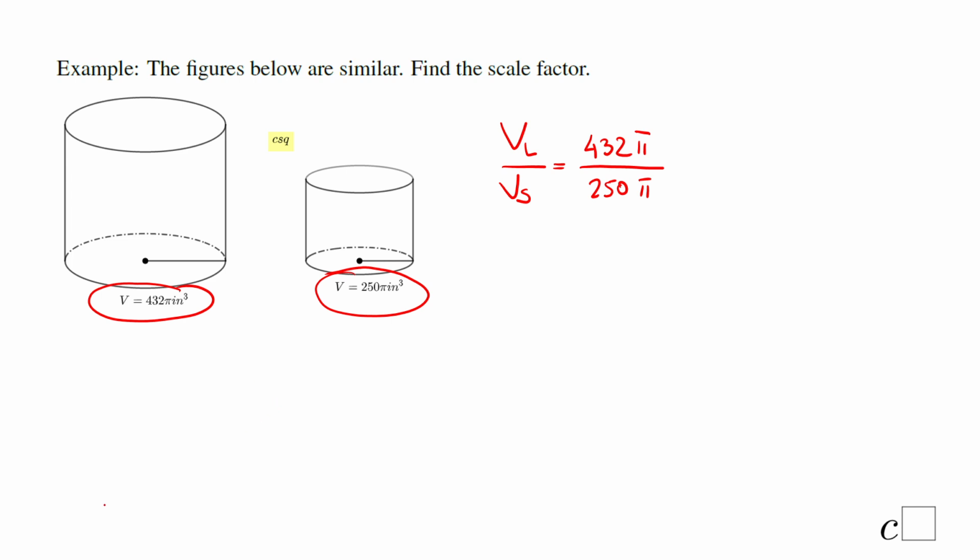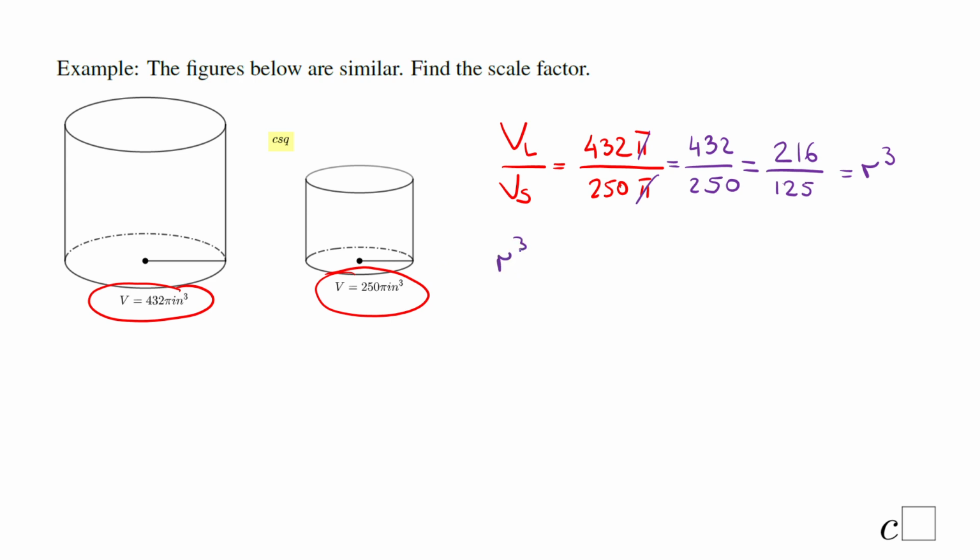The first thing I notice, this pi is gone, which is good. Then I have this 432 over 250. And here I notice both of them are even numbers. I can divide by 2, and this one is going to be 216, and 250 divided by 2 is 125. Nothing else we can do here, if I am correct. Yeah, no. The question, and this is r cubed, and I need to find r.